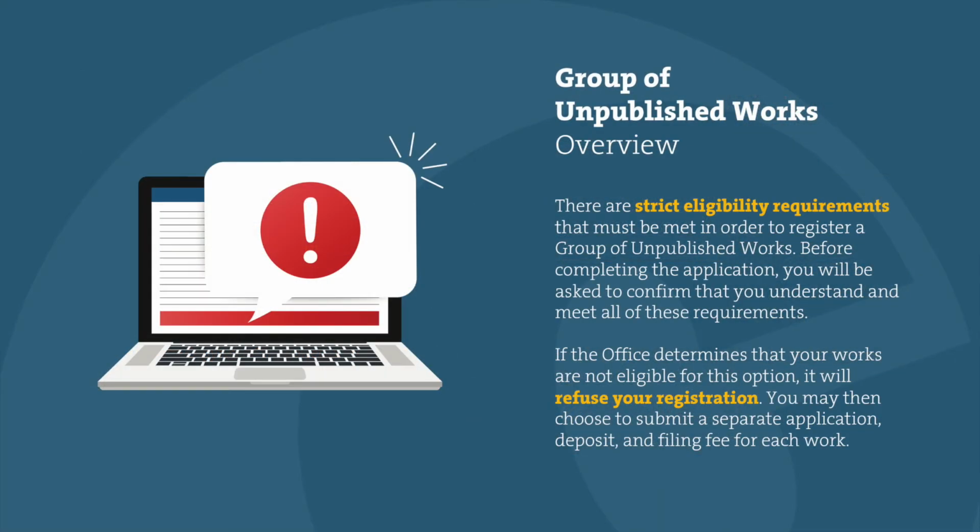There are strict eligibility requirements that must be met in order to register a group of unpublished works. Before completing the application, you will be asked to confirm that you understand and meet all of these requirements. If the office determines that your works are not eligible for this option, it will refuse your registration. You may then choose to submit a separate application, deposit, and filing fee for each work.